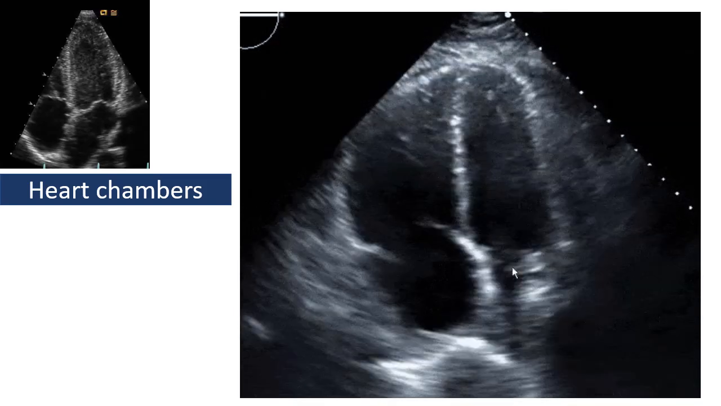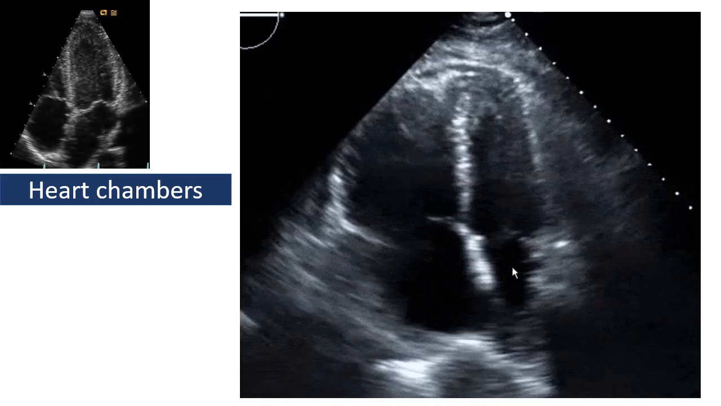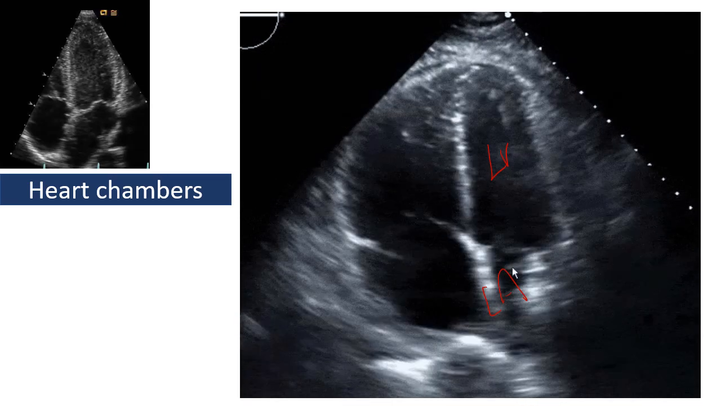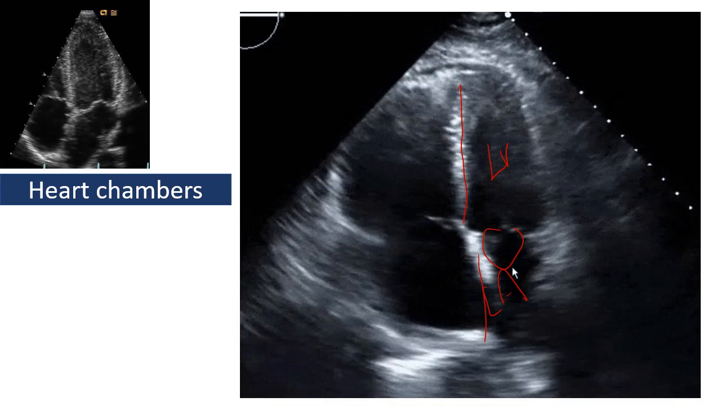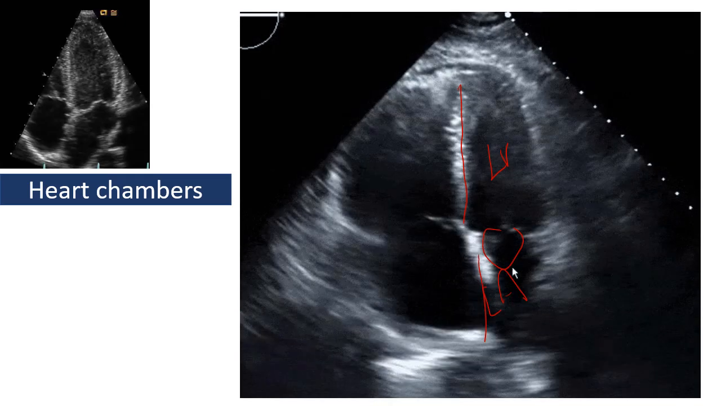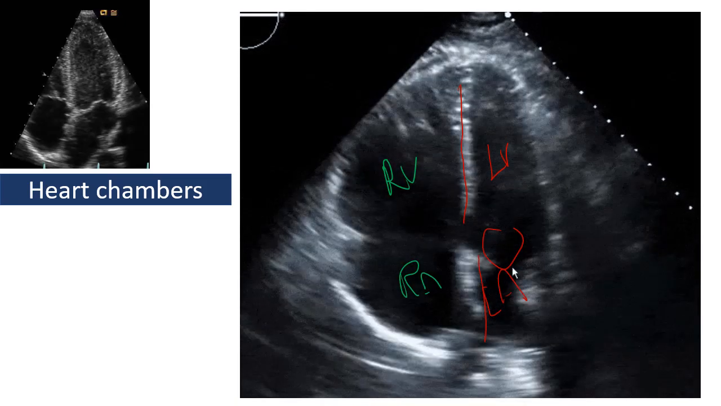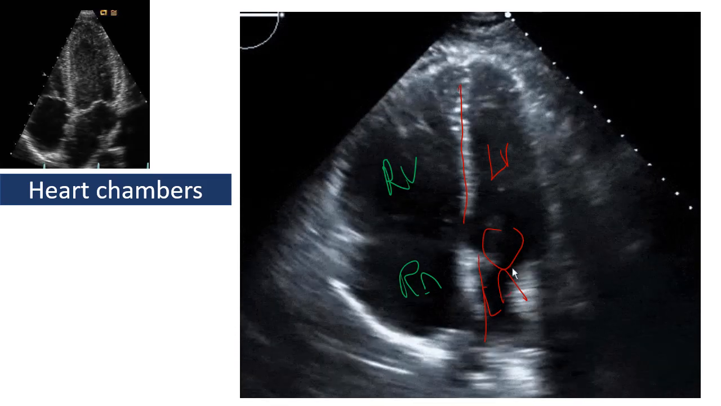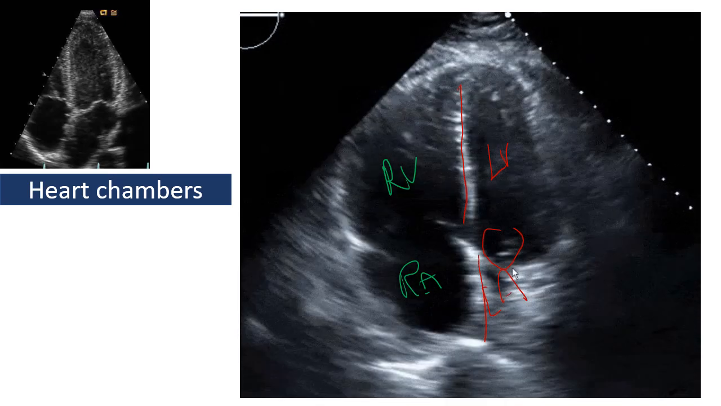Again, when you get an image like this, identify the basic structures you have. This is the probe, this is the LV, this is the left atrium, this is the mitral valve, this is the interventricular septum, and this is the interatrial septum. And what can you observe here? That there is marked dilatation of the right ventricle and the right atrium. And you can always compare with the normal on the upper left side. This is the marked dilatation of the right side, the RV and the right atrium.